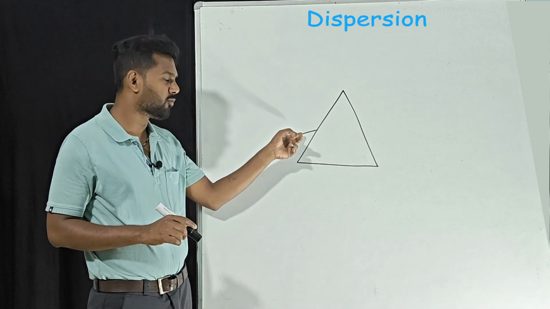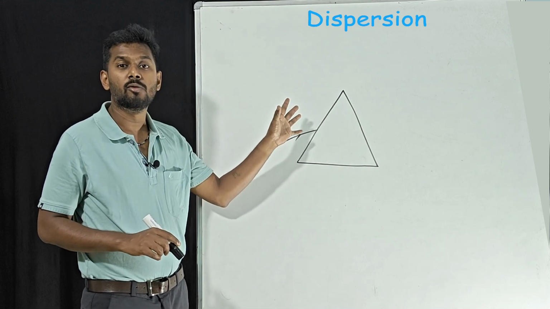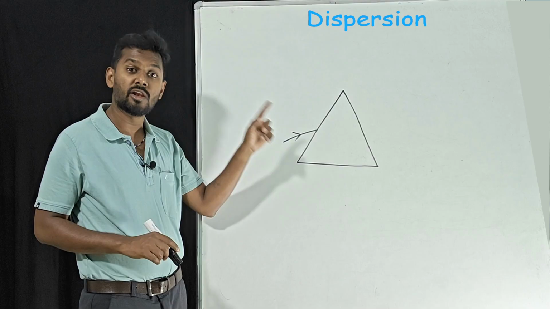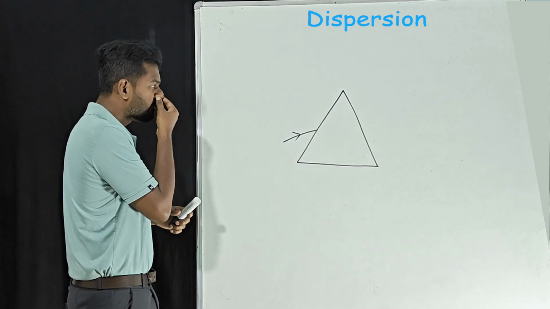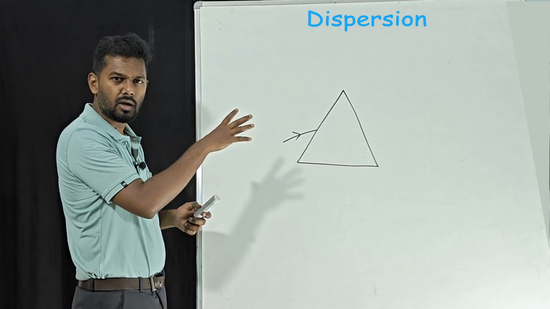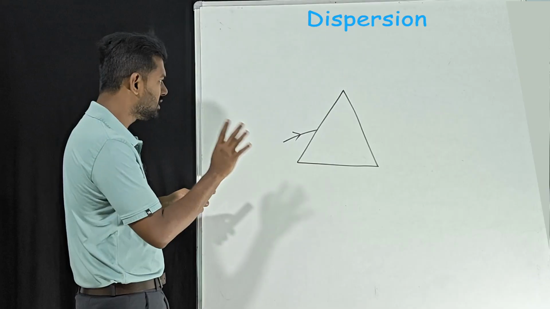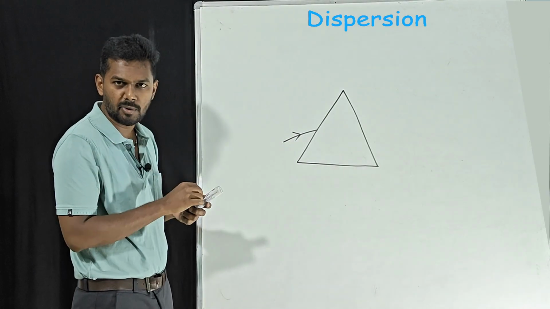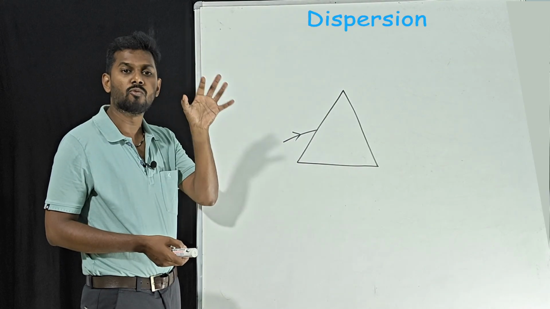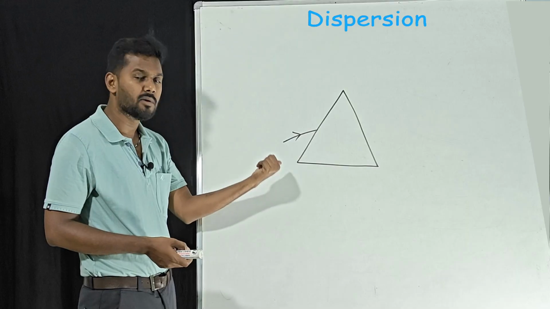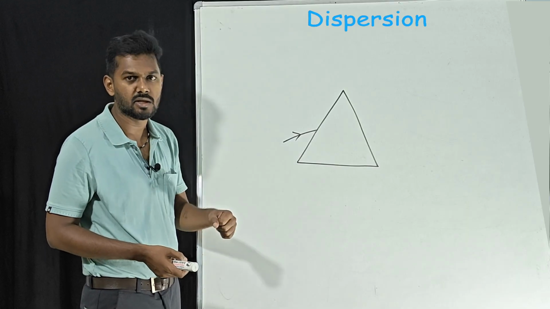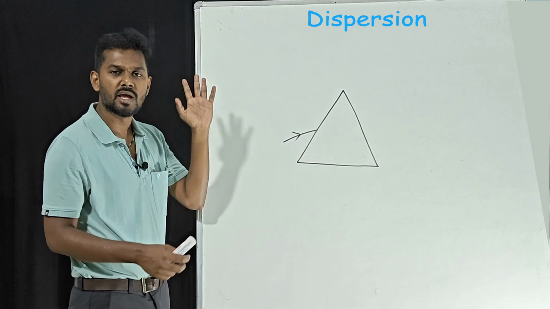White light, if you make it incident here, there will be different colors in white light. So there will be a dispersion. And we need to learn some basics about refraction in a prism also. Listen, dispersion, we have learned the meaning. The process of splitting of white light by a prism into its constituent colors is known as dispersion.